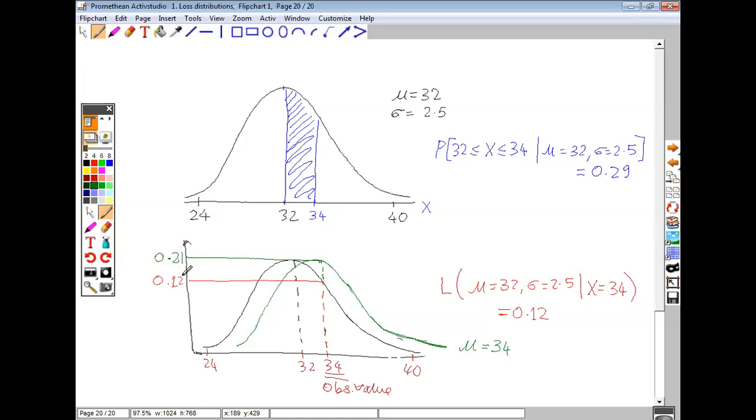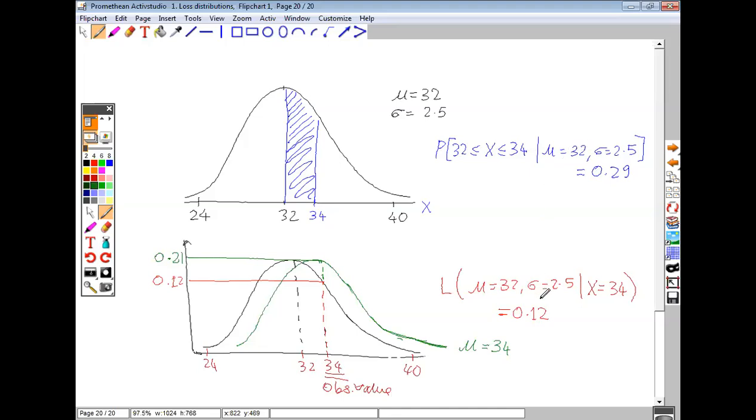So let me just break it down a bit again. What I'm saying when I'm talking about a probability is that I have some parameters defined for my population already, and I'm trying to figure out something about the data that I have. So I know something about my distribution here, and information here being what is the chance that my data will lie between 32 and 34.